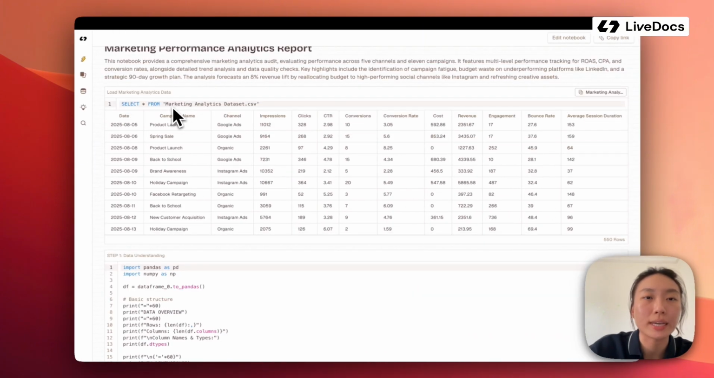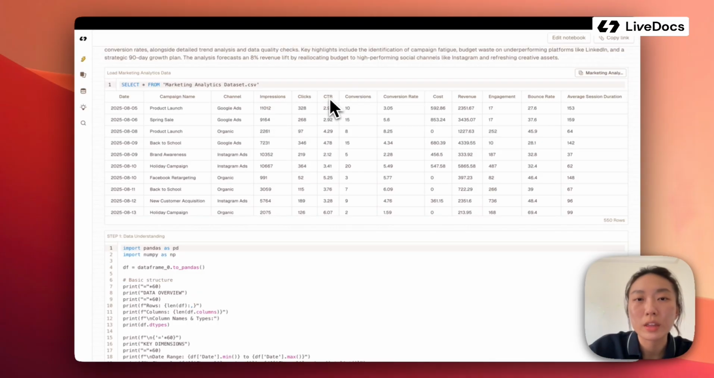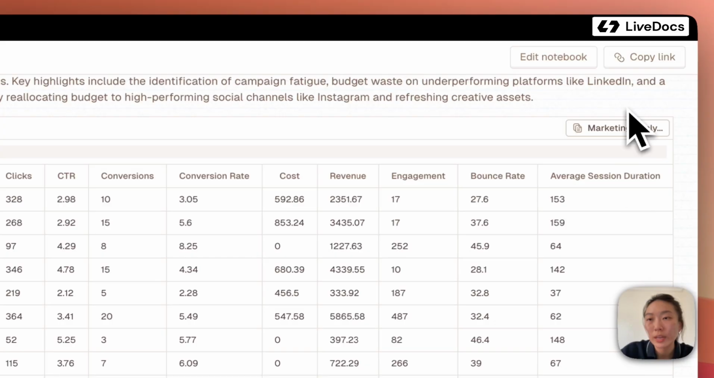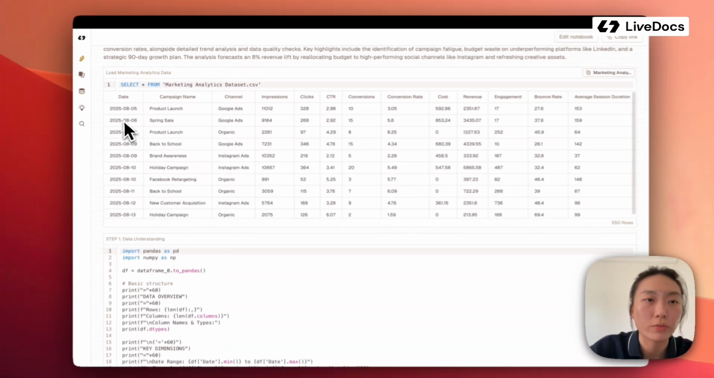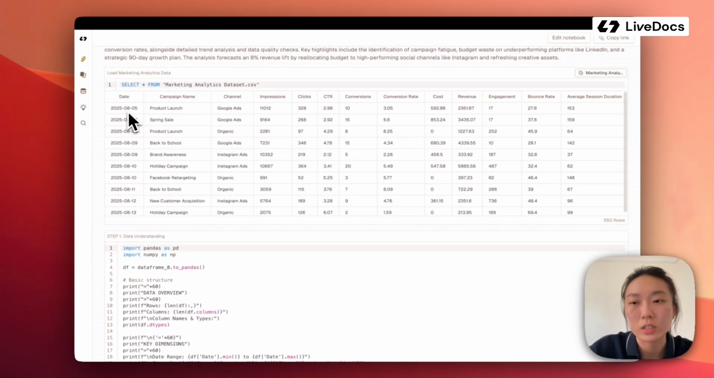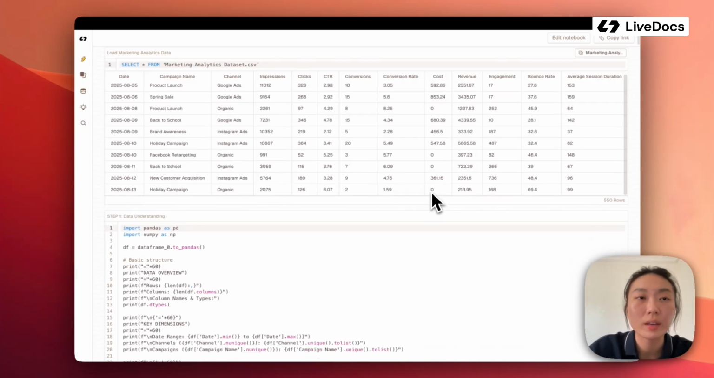Now you can see this is my data set. It's in CSV file. We have the date, the campaign name, the channels, the impressions, clicks, click-through rate, conversion rate, cost of the campaign, and then the revenue generated by each campaign, and then how's the engagement, the bounce rate, average session durations. And we have about 550 rows, so the data is from August 2025 until February 2026. And now we saw the whole data set. What does it look like?